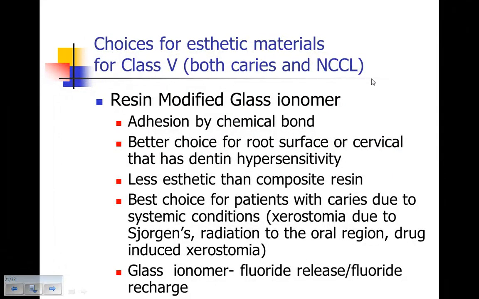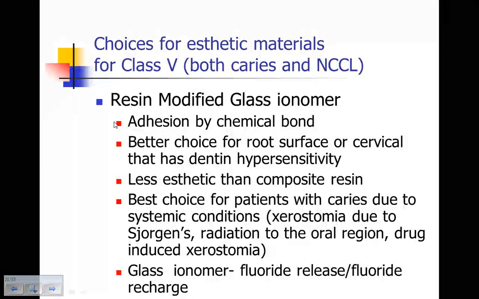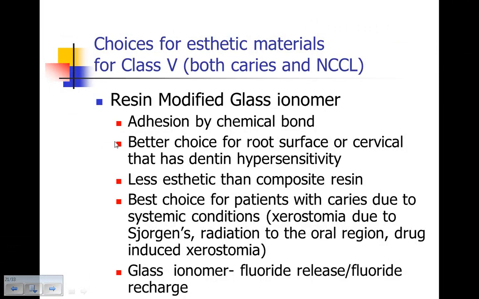And so when we look at glass ionomer, and I repeat, we think about how we choose it. Resin-modified glass ionomers adhere by chemical adhesion, ionic bonding. When the patient has dental hypersensitivity, it's a better choice for a root surface restoration. Consider it's less aesthetic than composite, whereas composite may have a choice of 12 to 15 different shades. Glass ionomer, we may have a choice of 3 or 4.